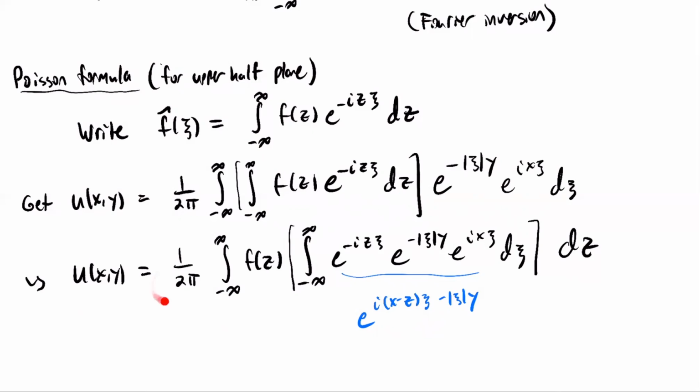And in fact, we have this extra 1 over 2 pi floating around. I'm going to bring this inside, so let's bring the 1 over 2 pi in.